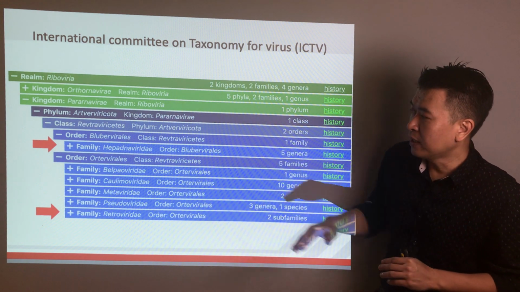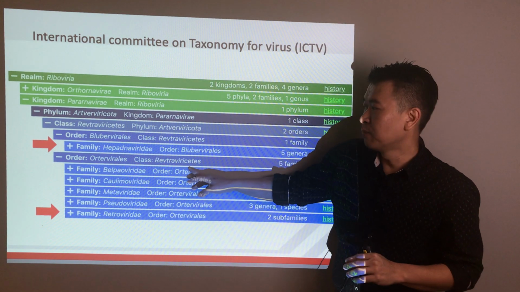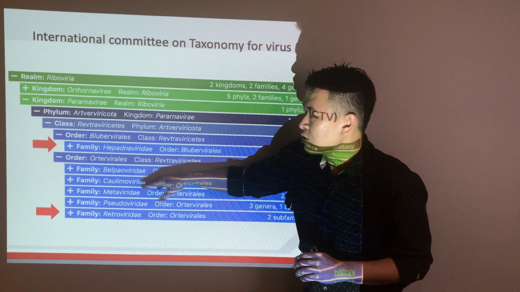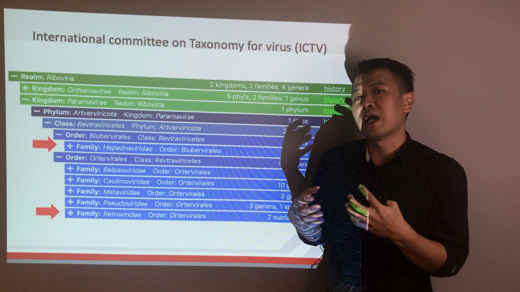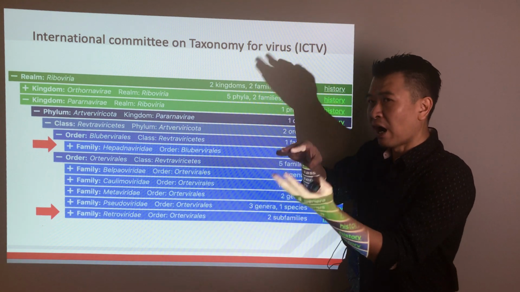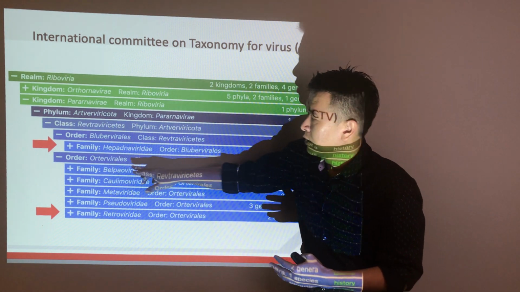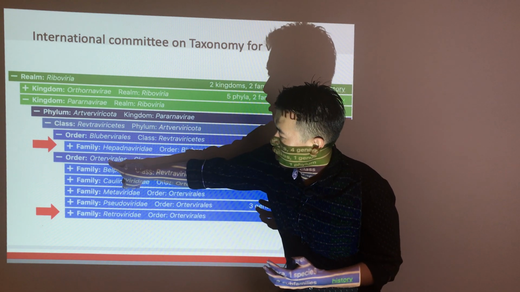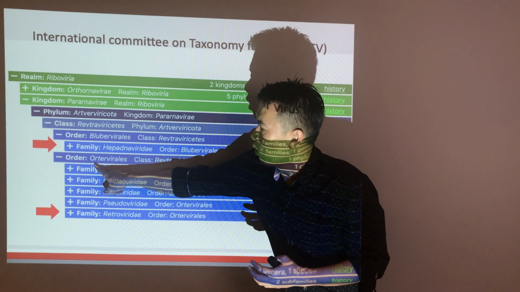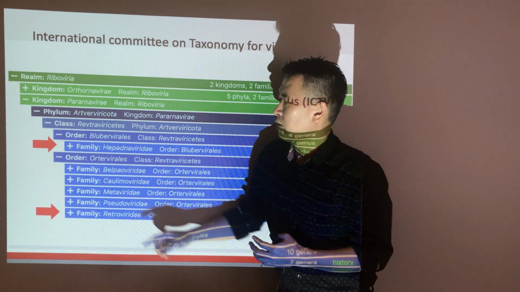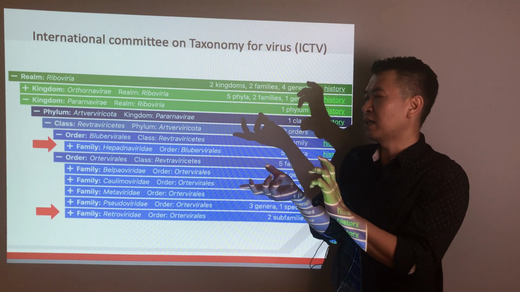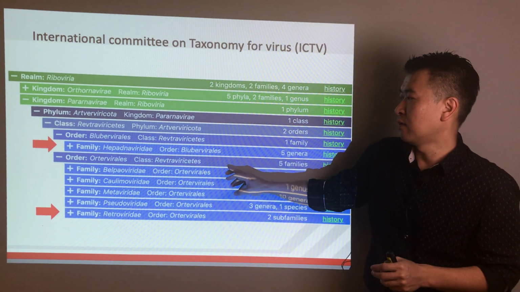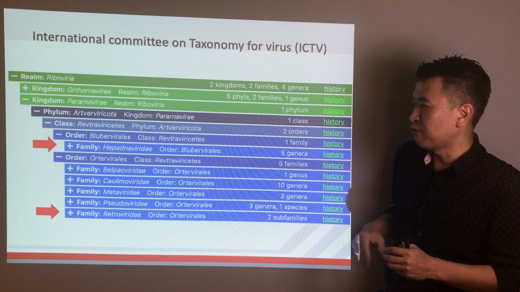Then the other order is Ortervirales, and you can see again they are trying to be creative. Now this group of viruses mainly are the retroviruses, which have the RNA, DNA, RNA part. So you can see it's actually the reverse of retro, R-E-T-R-O, Ortervirales. All right, so if you just remember the spelling, then it's easy. So this Ortervirales has 5 families.